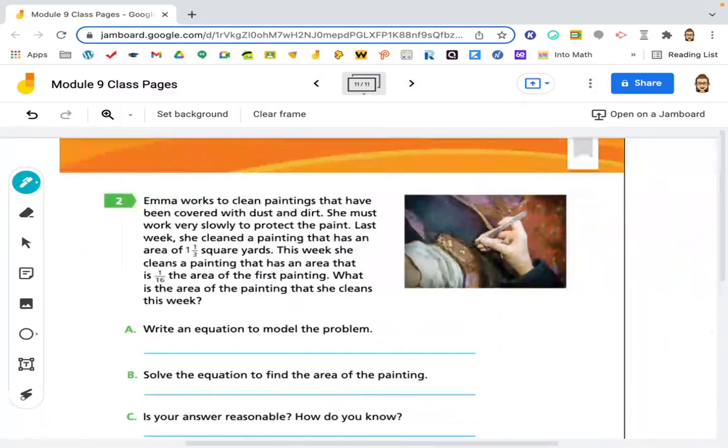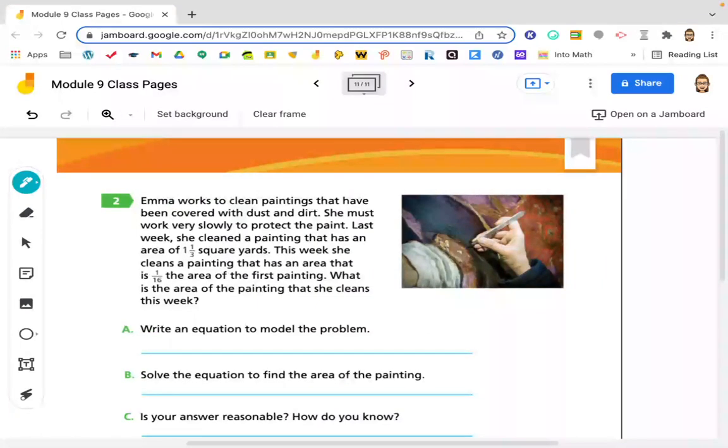So Emma works to clean paintings that have been covered with dust and dirt. She must work very slowly to protect the paint. Last week she cleaned a painting that has an area of 1 1/3 square yards. This week she cleans a painting that has an area that is 1/16 the area of the first painting. What is the area of the painting that she cleans this week? Write an equation to model the problem.